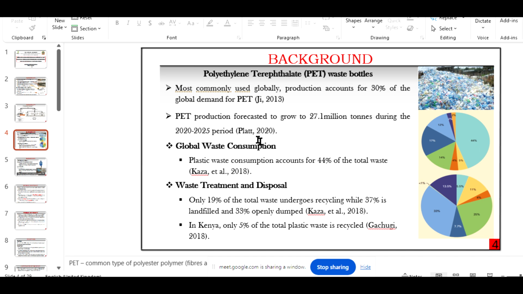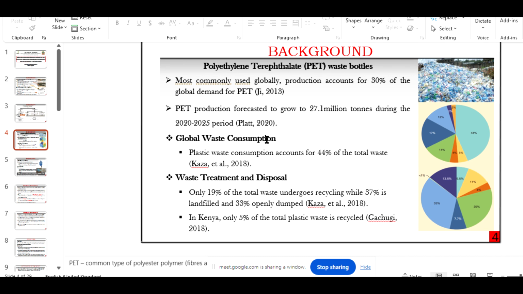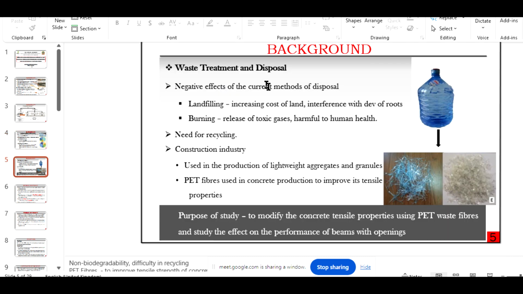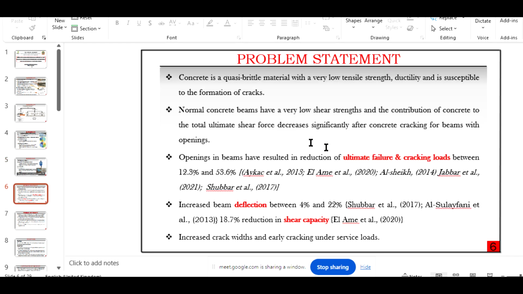If you look at the background information, this is where he's talking about the issue of the waste, the disposal problem, giving statistics, giving quotations. So this is in the background. I think he gave a lot of information here. He was still new. Then the problem statement says concrete is a quasi-brittle material. He's still giving some references, showing us that he had been reading what was done before, so that he can tell us where he is continuing from.